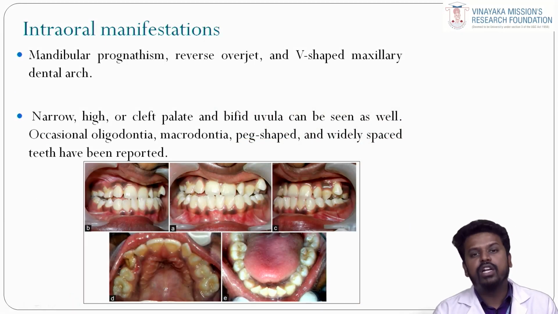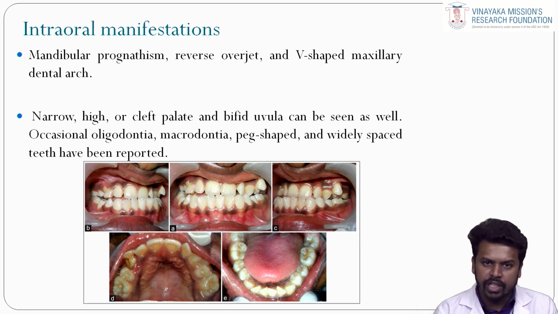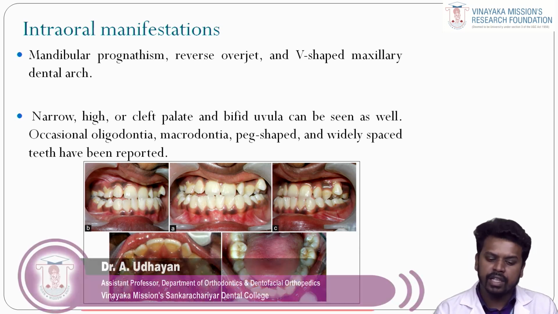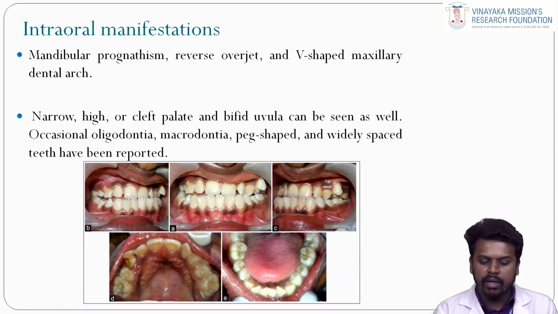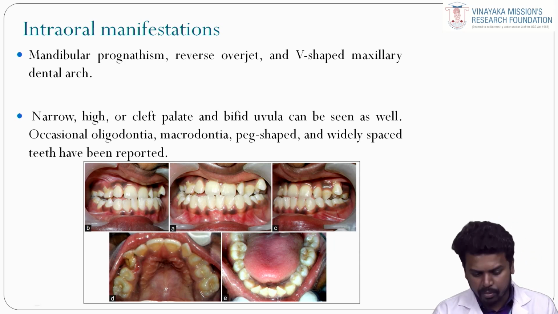Intraoral manifestations: as a dentist we have to know about the intraoral manifestations of the patient. In Crouzon syndrome there is mandibular prognathism, maxillary hypoplasia, that is maxillary retrognathism, and reverse overjet, known as the class 3 tendency, and a V-shaped maxillary dental arch. A narrow, high or cleft palate and bifid uvula can also be seen. Occasional oligodontia, macrodontia, peg-shaped laterals or other teeth, and widely spaced teeth have been reported.